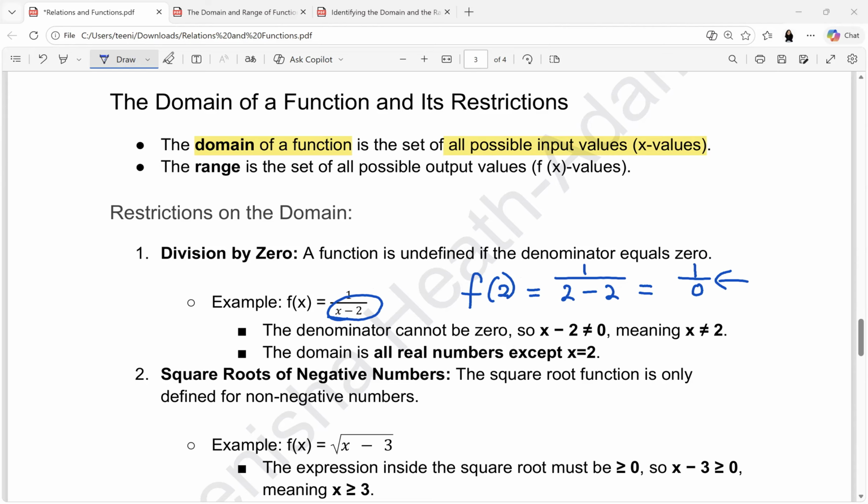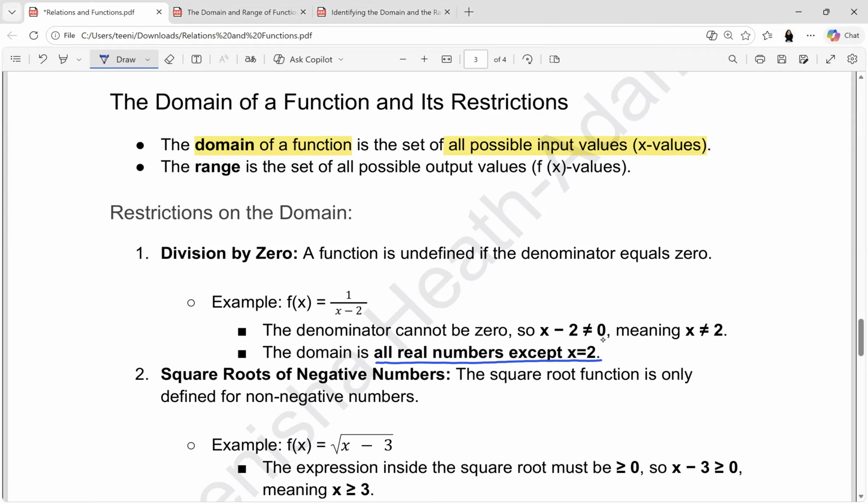So the domain of this function, 1 over x minus 2, will be all the real numbers except when x is equal to 2. Because when x is equal to 2, the denominator of this function will be equal to 0, and you cannot have 0 in the denominator. All right. Another example could be if f of x is 1 over x. Well, the restriction here will be x cannot be equal to 0. x could be any value but 0 because you cannot have 0 in the denominator, right?